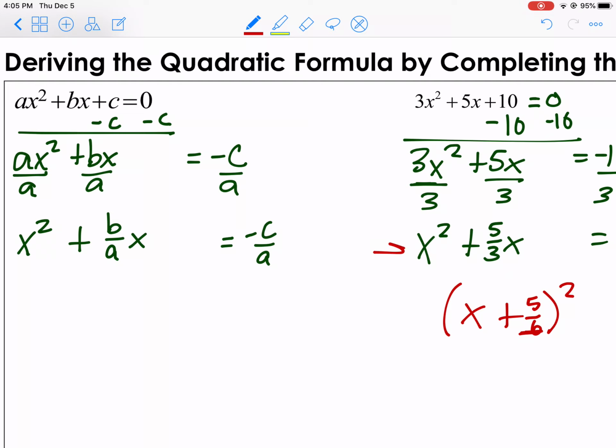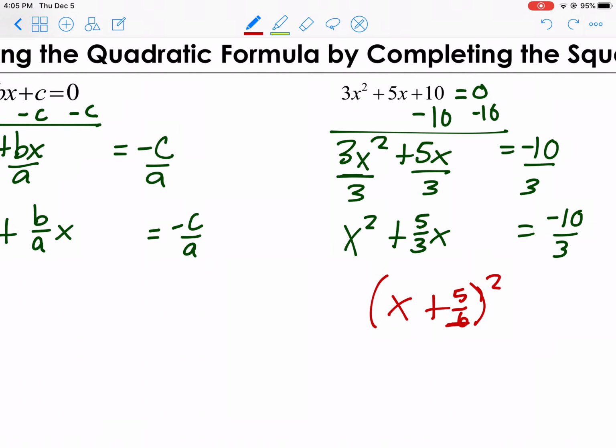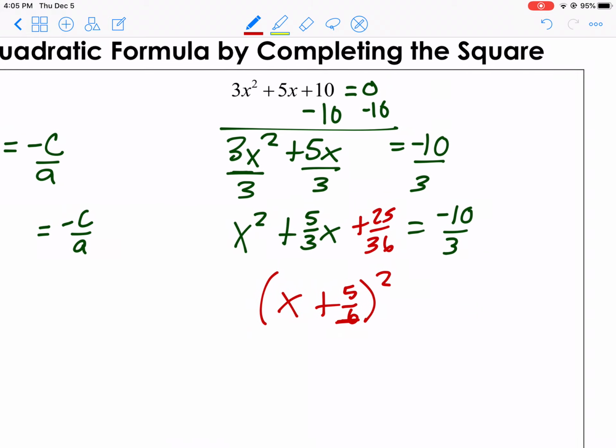Now remember, this does not equal this yet. In order to make those two equal to each other, I need to add the square of this number. So I'm going to add 25/36 to both sides of the equation.